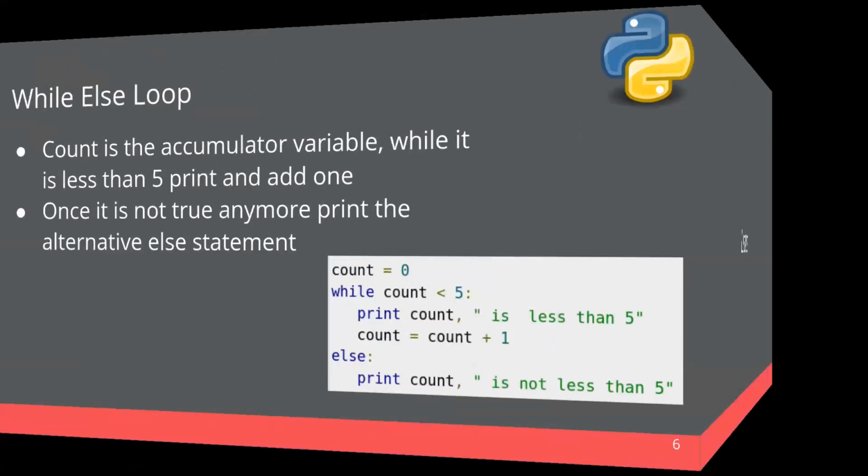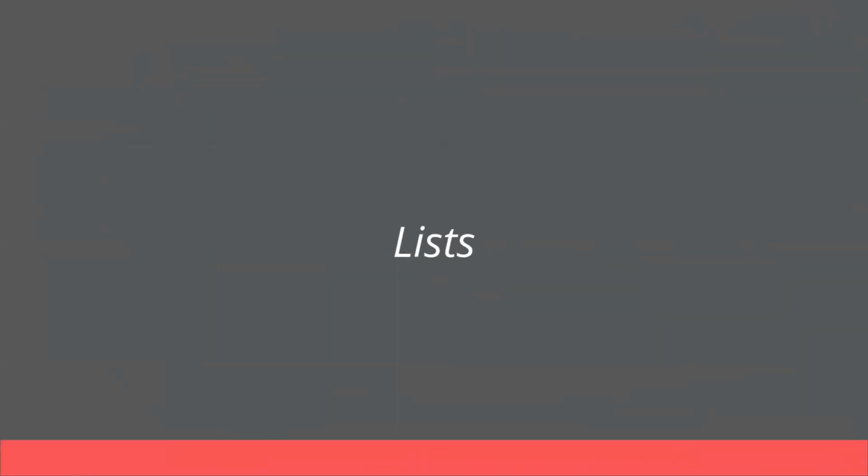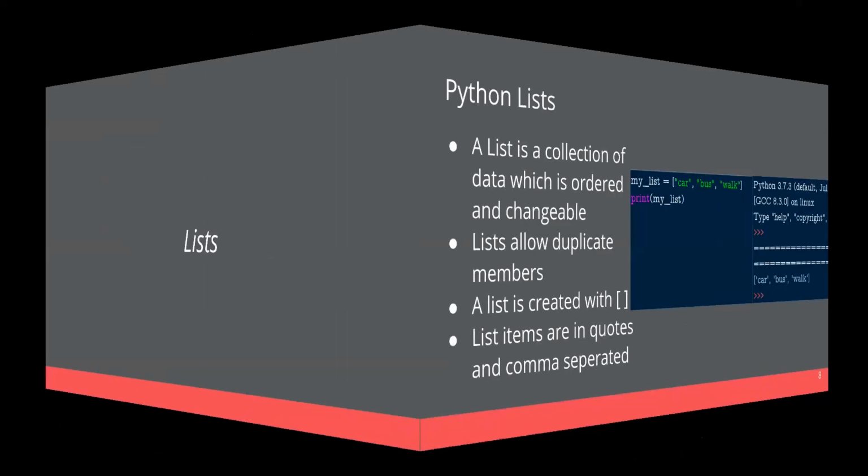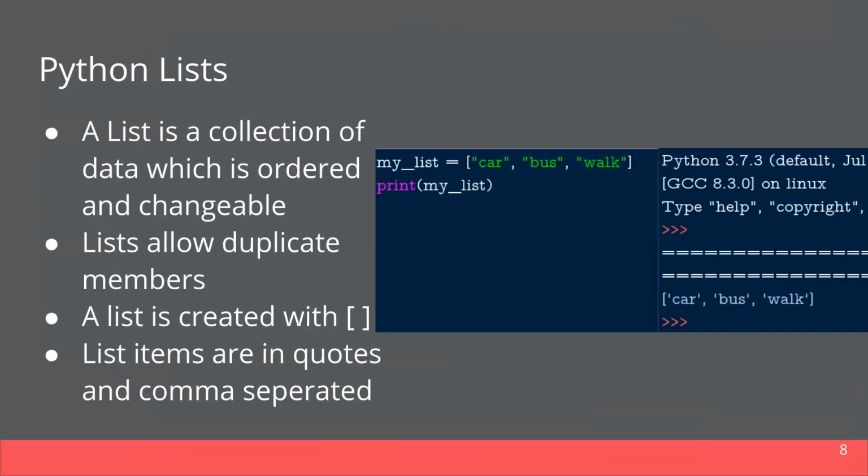So let's move on to the next topic now. And the next topic is lists. Okay, so lists. Now, a list is just a type of variable, slightly more complicated data structure than a simple standard variable. And it's a collection of data which is ordered and changeable. You can have duplicate members in a list, and you create a list with square brackets.